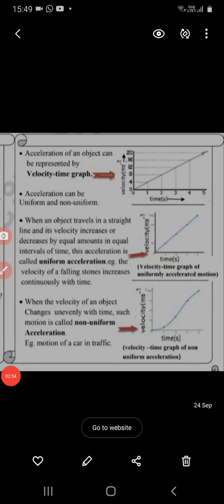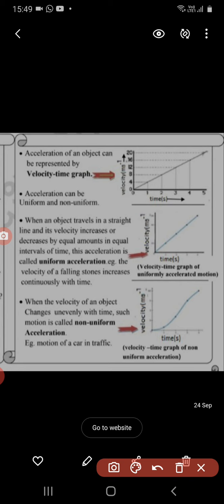Now we are going to discuss the velocity time graph. Velocity time graph represents acceleration. In the first graph we can see the velocity time graph is representing the acceleration.